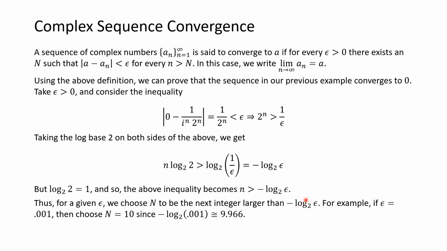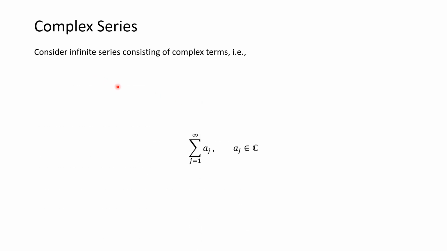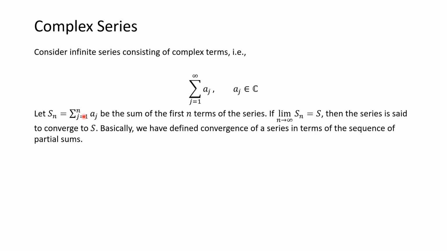So complex series are defined in terms of sequences. We define this S sub n as just the partial sum of the first n terms in an infinite series. And we say that if the limit as n approaches infinity of the partial sums equals S, then the series is said to converge to S.